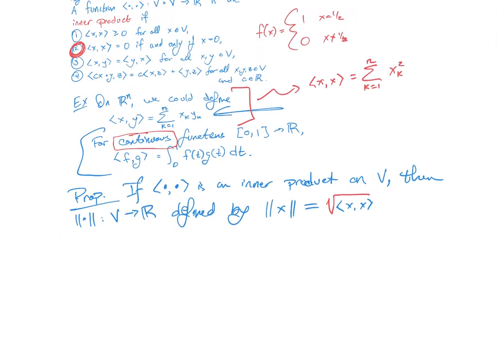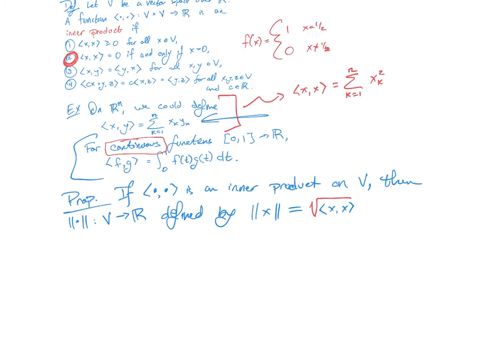And I need to finish the statement. This is a norm on V. Okay, so in Rn, we have an inner product. The norm induced by the inner product would be this norm. That norm in Rn is the 2 norm. It's Euclidean distance. Okay?